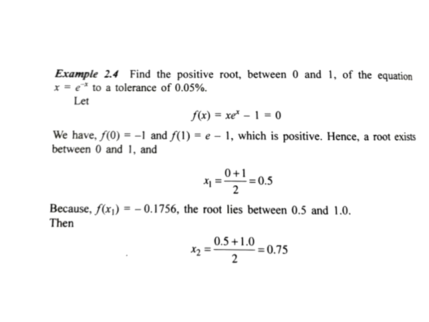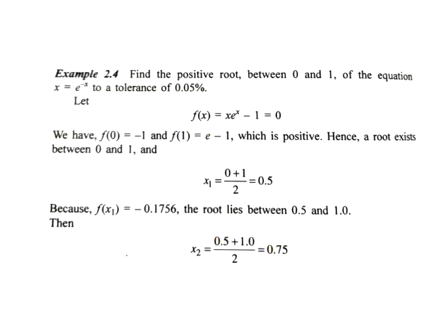Now the next question is to find the positive root between 0 and 0.1. The equation is x equal to e raised to minus x to a tolerance level of 0.05 percentage. So this equation you can rewrite as x into e raised to x minus 1 is equal to 0. So f of 0, we substitute x is equal to 0 here, it is minus 1, and if you take f of 1, it is a positive quantity, e is 2 point something, right? So it is a positive quantity. So the root will be between 0 and 1. So x1 is 0 plus 1 by 2. So f of x1, f of 0.5, is a negative quantity. So that means the root will be between 0.5 and 1.